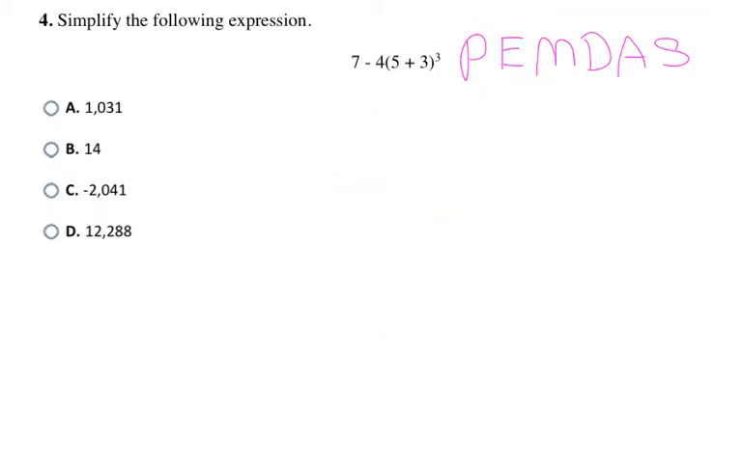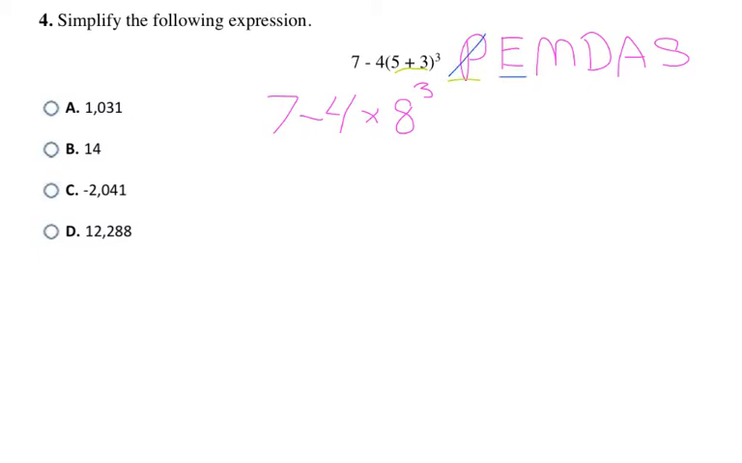So here's another expression to simplify using order of operations. So first here, I'm going to do my parentheses. So inside of my parentheses here, I have 5 plus 3, which is 8. So I'm going to have 7 minus 4 times what's in the parentheses, which is 8. And then I still have that cubed to copy down too. So I'm done with my parentheses.